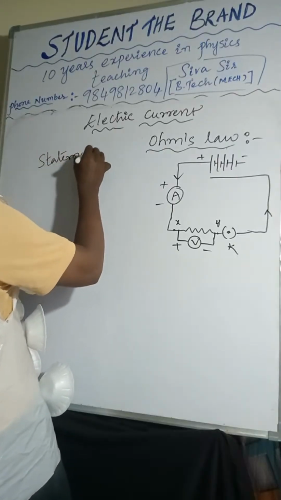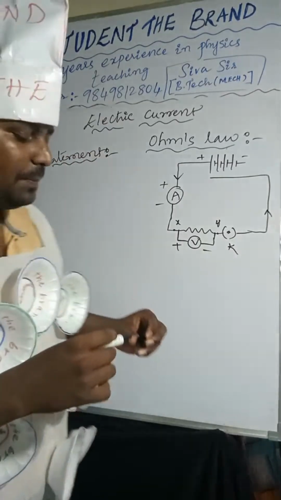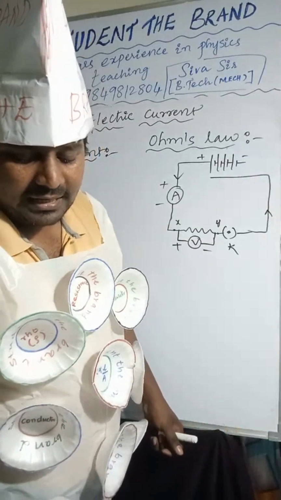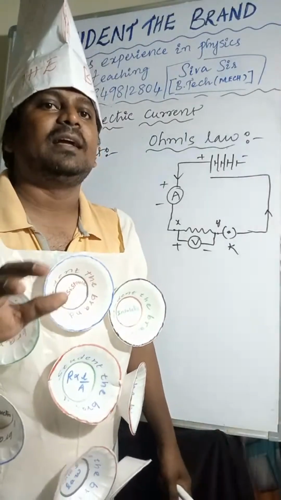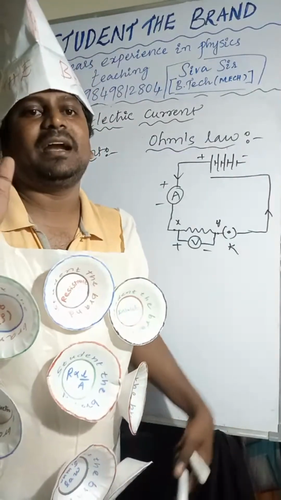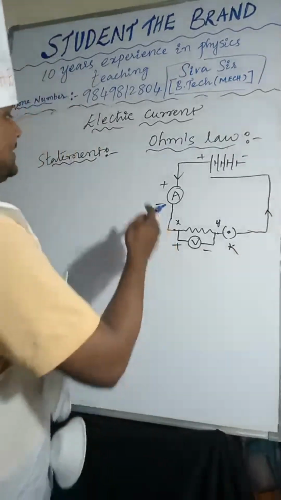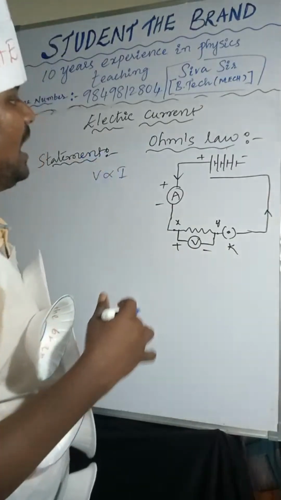Statement: at a constant temperature. Once again, the potential difference across a given metallic conductor is directly proportional to the current flowing through it at a constant temperature. So V is directly proportional to I.